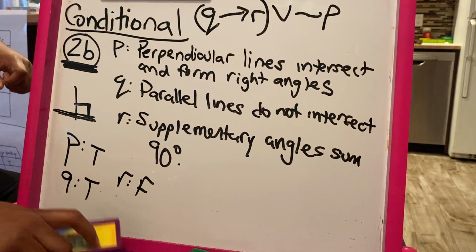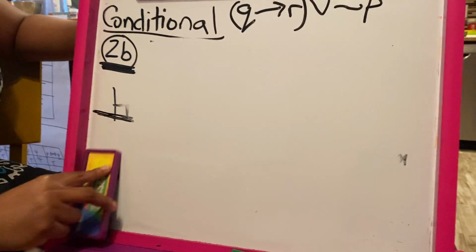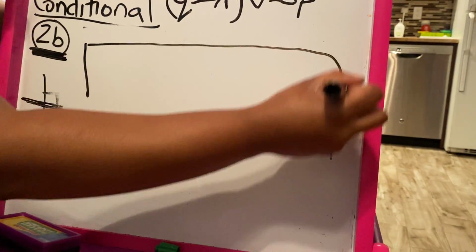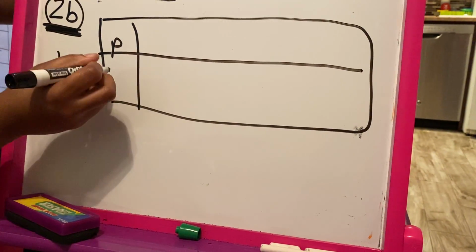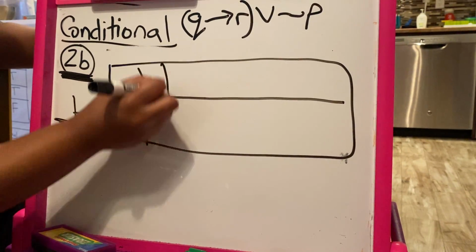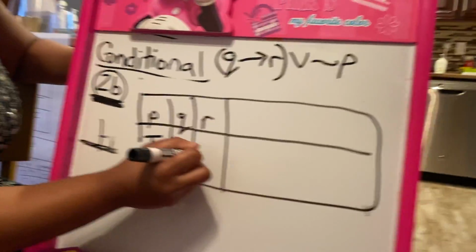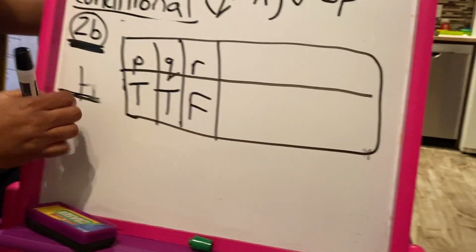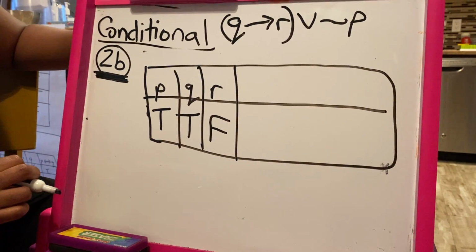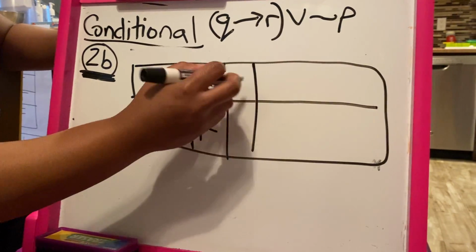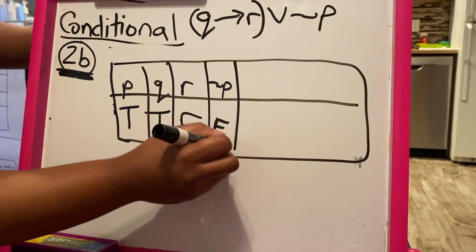Okay? So let's do our truth value box. So I know that P is true, that Q is true, and that the statement R was false. Okay? Then you have to see, do I have any negations in my statement? I do. I have not P. Not P is the opposite of P, which is false.